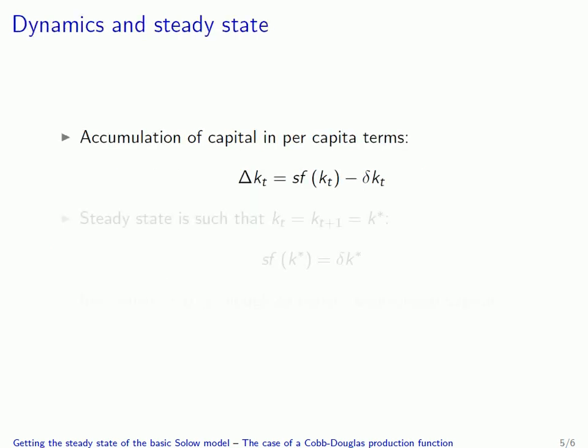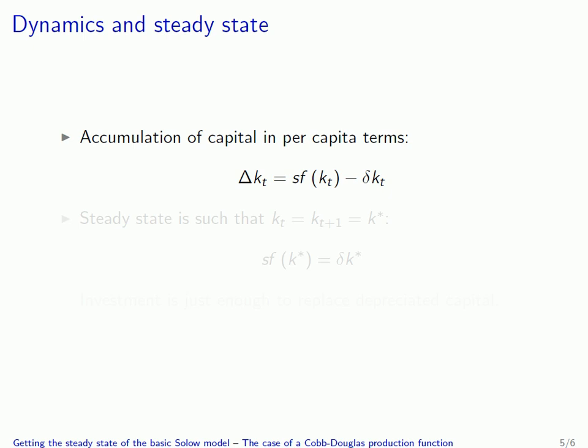Now, because our state variable is small k_t, capital per worker, we want to rewrite this law of motion in per capita terms. So here we have it. Delta k_t is s y_t, or s f(k_t), minus delta k_t.